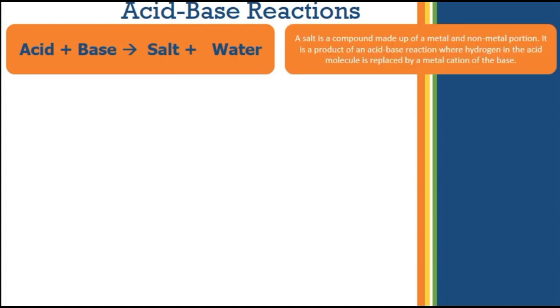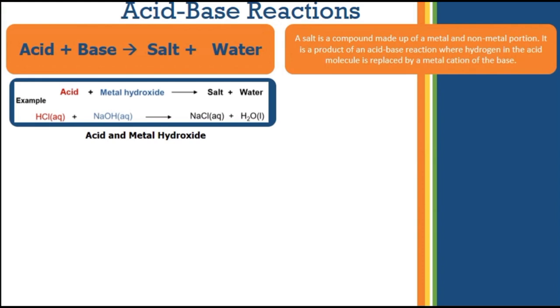So what are we really talking about? Well, a salt is a compound made up of a metal and a non-metal portion. It is the product of an acid-base reaction where hydrogen in the acid molecule is replaced by a metal cation of the base. So how does this look?